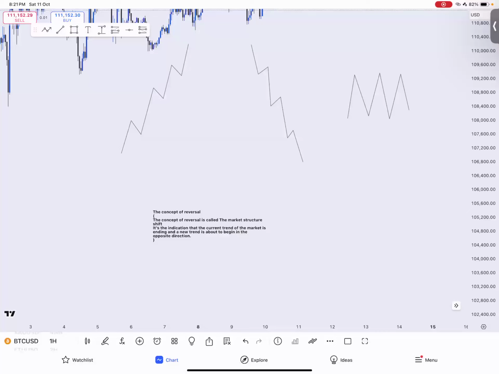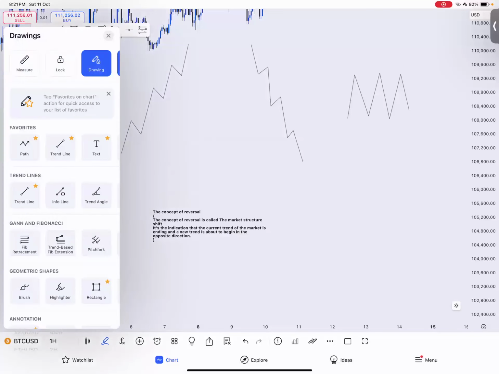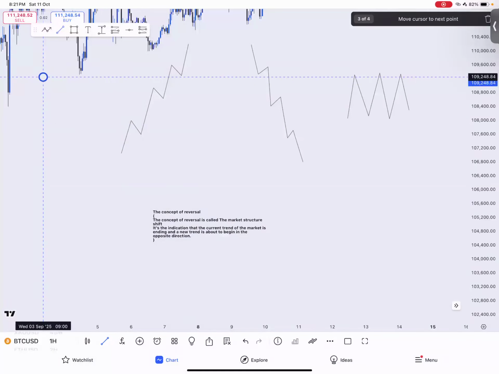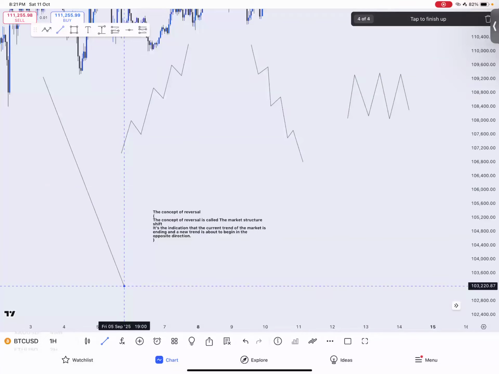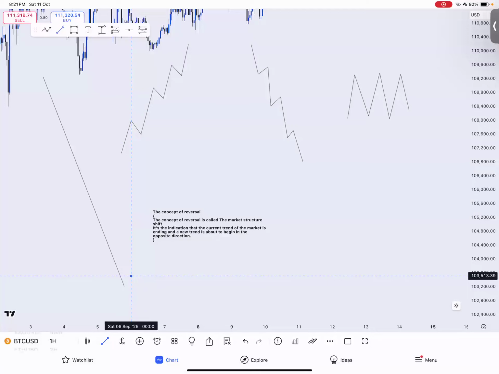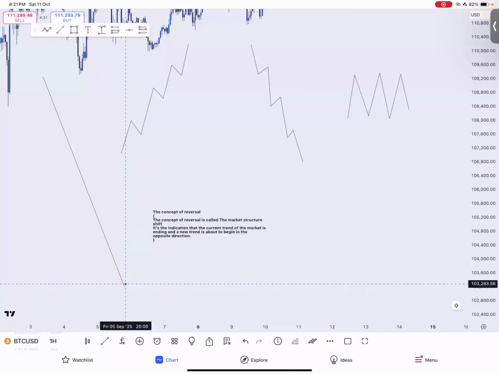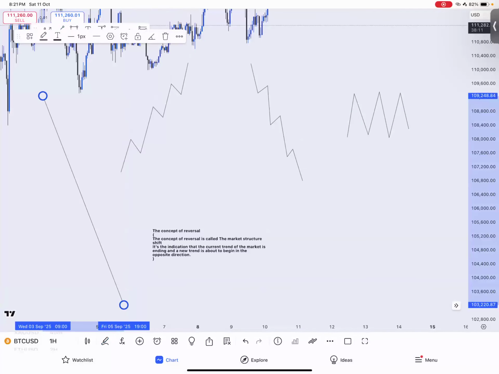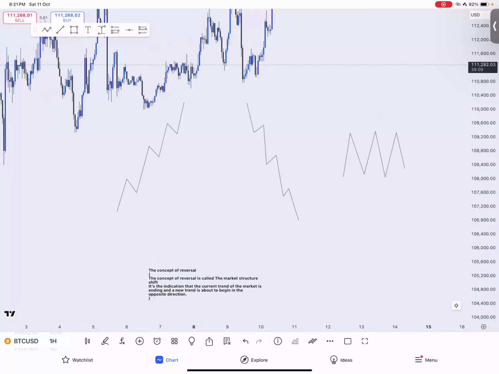One thing about the concept of reversals is that before markets can change from one particular trend to the opposite direction, you must see a market structure shift. If you had a market and it's been very bearish for a long period of time, before the market starts buying back up, you must see the concept of reversal. And the concept of reversals is what? The market structure shift.